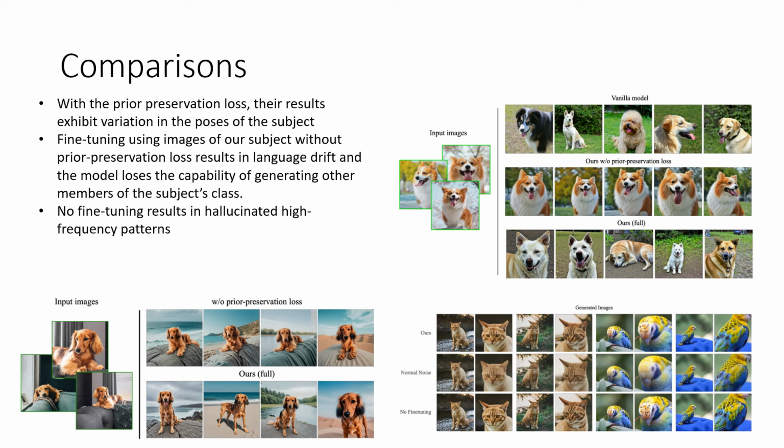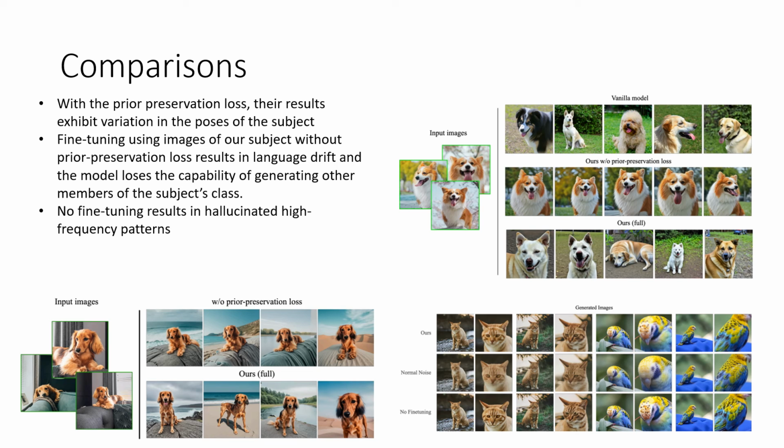Let's look at the comparisons. With the prior preservation loss, their results exhibit variation in the poses of the subject within non-entangled context. As you can see for their model, the dog has different poses for different places, whereas without the prior preservation loss, the dog only sits. If we look at the top image, fine-tuning using images of their subject without prior preservation loss results in language drift, and the model loses the capability of generating other members of their subject's class.